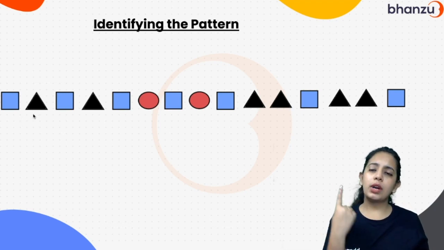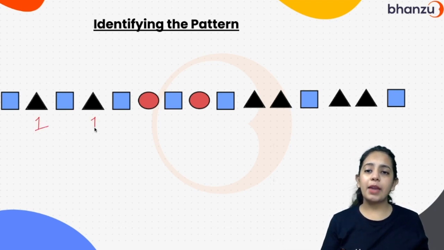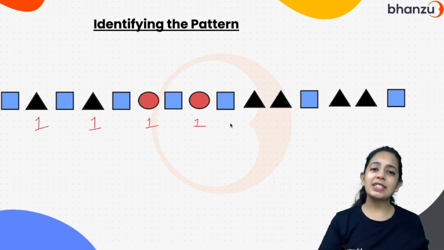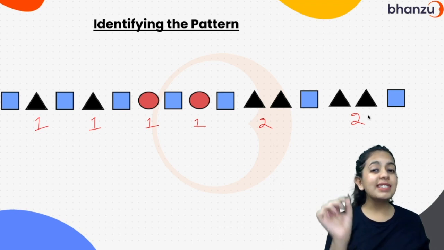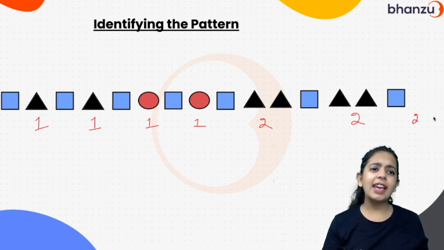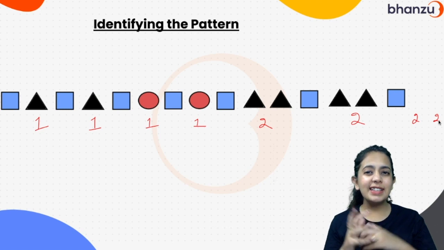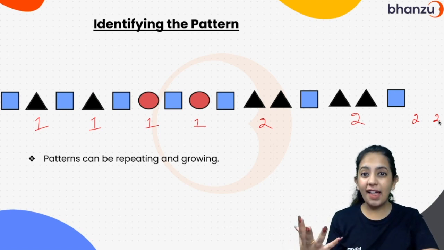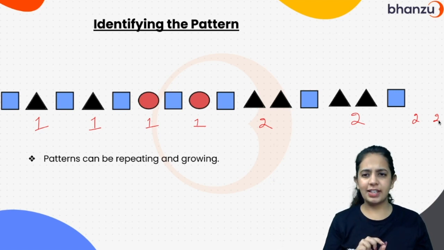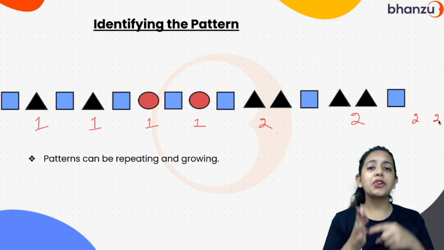First we have a square, then one triangle, right? Then we have a square, then again one triangle, then a square, then one circle, then again a square, then one circle, then a square, then two triangles, then a square, then two triangles, then a square, then two circles will come, right? And then again a square, then again two circles will come. So this pattern is basically repeating and it is growing as well. Therefore, over here we can find out that the pattern is repeating and growing.